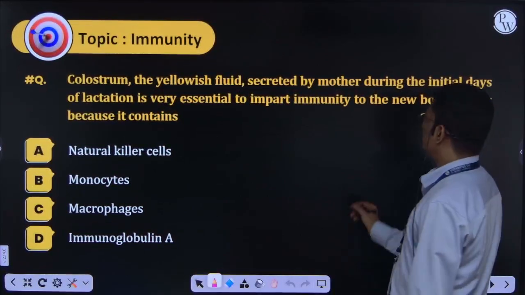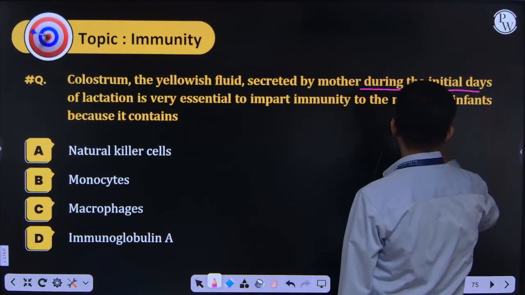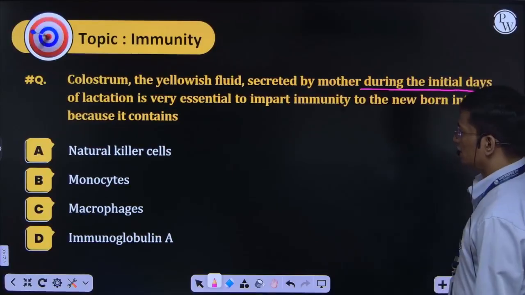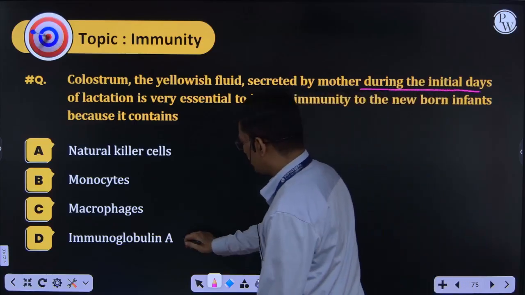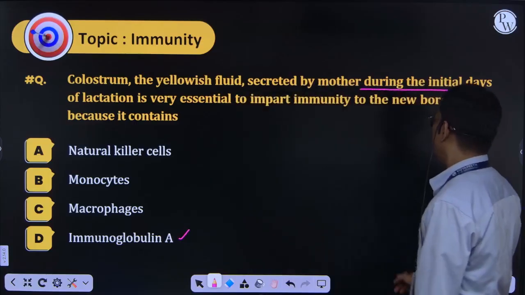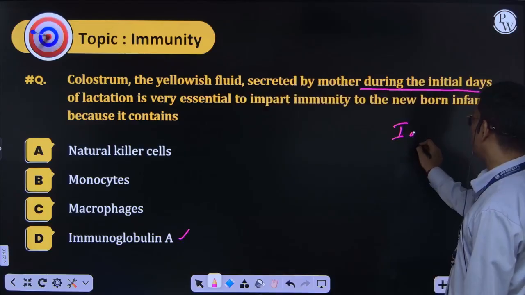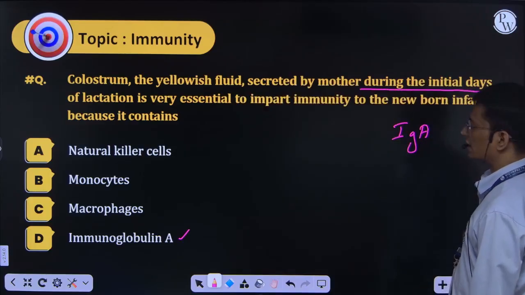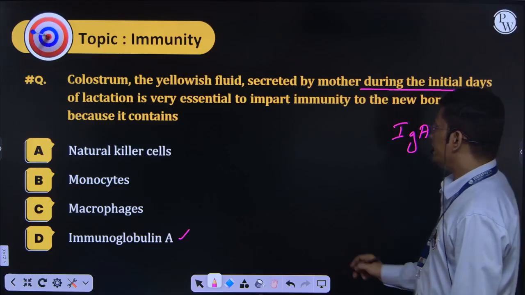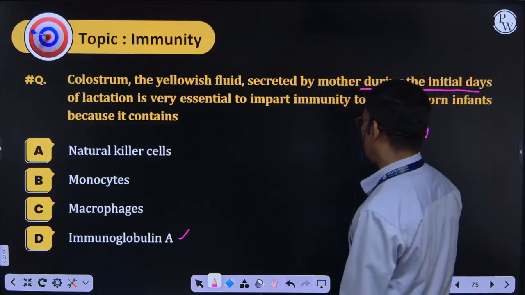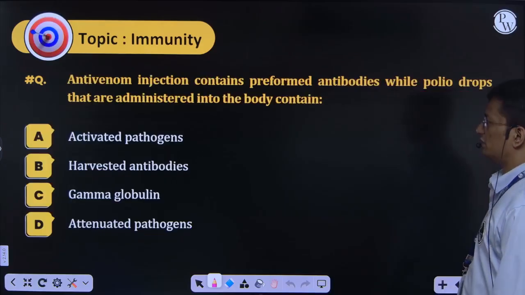Colostrum is the yellowish fluid secreted by the mother during the initial days of lactation. Colostrum contains IgA antibody. Body secretions mainly contain IgA: saliva contains IgA antibody, and tears contain IgA antibody. IgG can cross the placental barrier; IgM is the largest antibody.